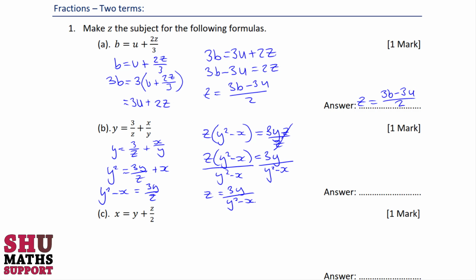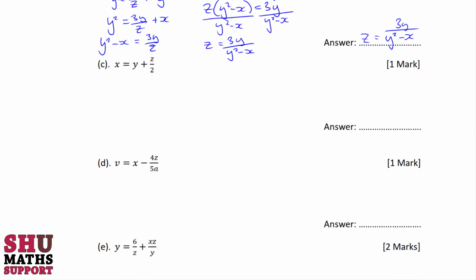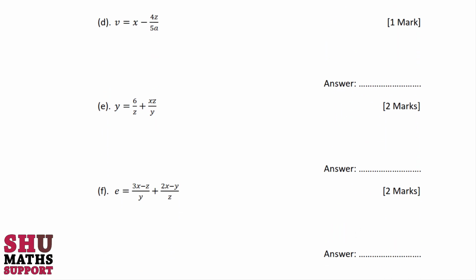So this is quite a hard example to rearrange because there's a few places where we might go wrong. But if you can tackle this type of question, then you should be able to tackle all questions where you have to make something a subject. So in our answer line, we have z is equal to 3y divided by y squared minus x. So now I have a few examples here just for you to have a go at and have a practice. Like I said before, just use the two we've just done to help you get the answer and then check it in the solutions.